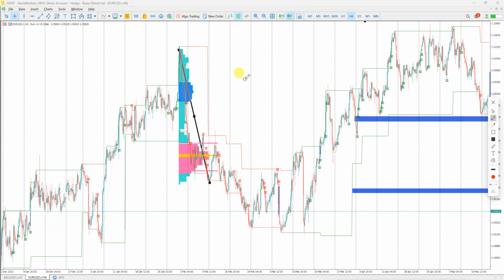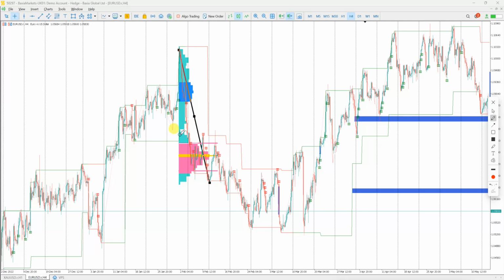Why is it a liquidity grab? Because here it grabbed the low volume node. It visited the low volume node. There is a resistance in the low volume node, and it will be a very clear sign that it's bearish when it breaks below.